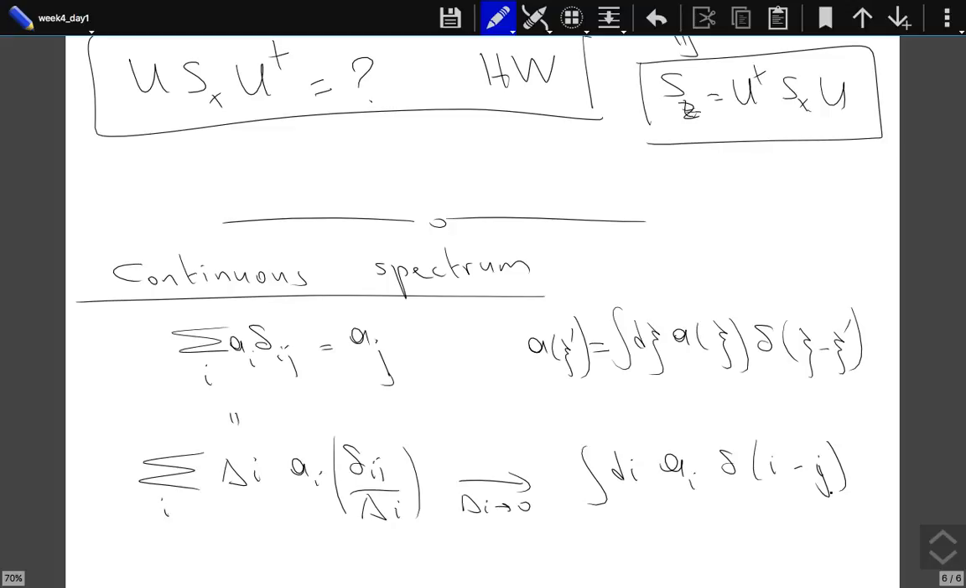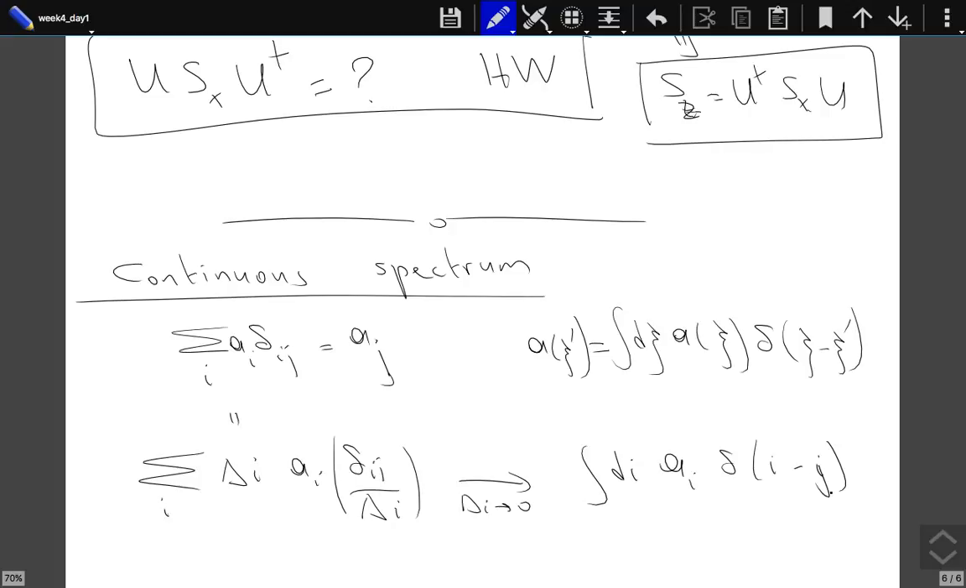Well, you see, I'm taking the limit when these delta I goes to 0. That's the case I'm interested in, the continuous spectra. Well, when I take delta I goes to 0, first of all, this summation over here is the definition of the integral. So that's why it is converted into an integral. ai, whatever, it can stay as it is.